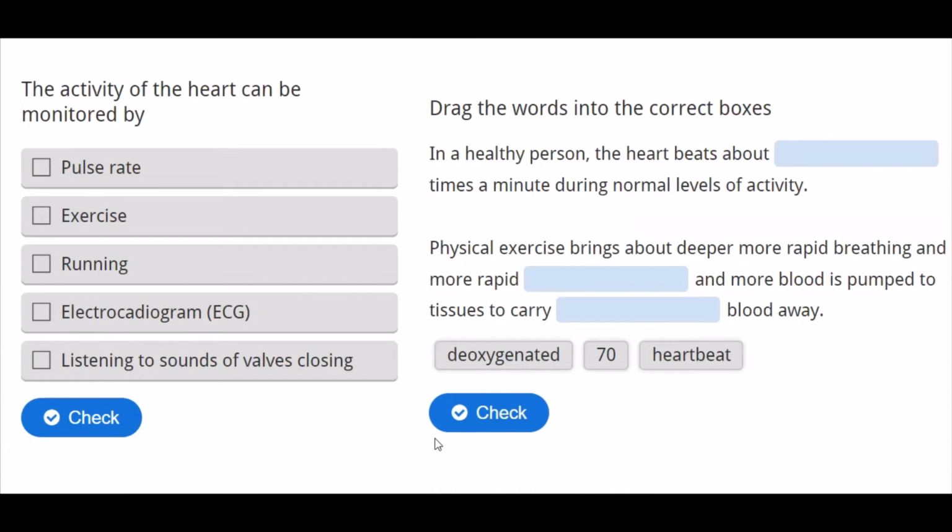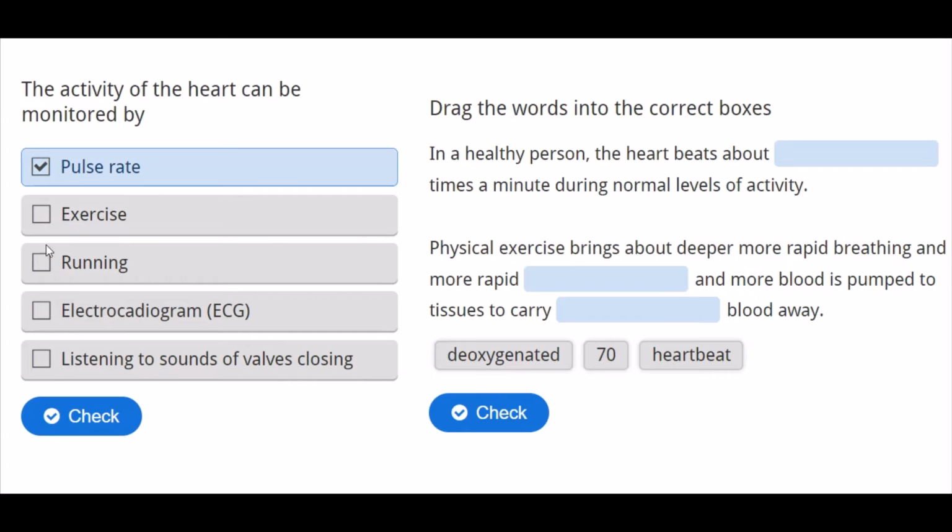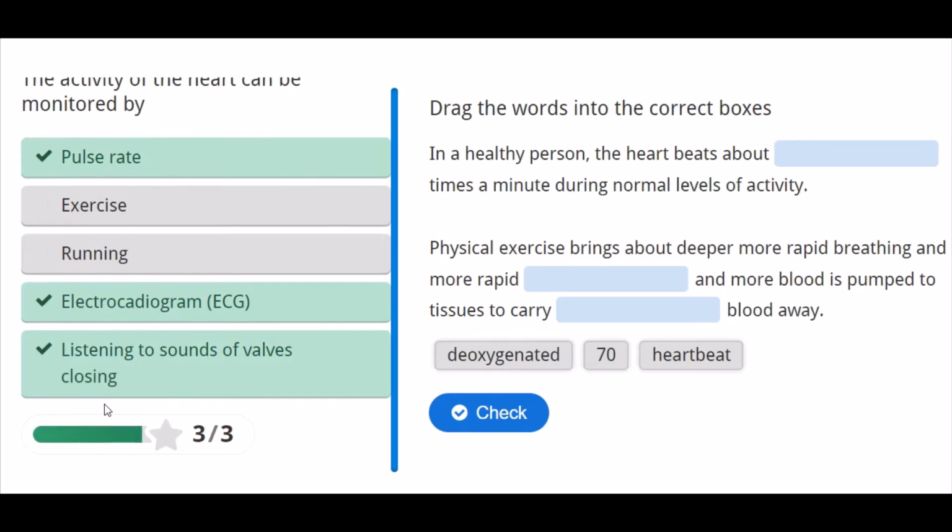The activity of the heart can be monitored by three things: by pulse rate, by an electrocardiogram, ECG, a machine, and by listening to sounds of the valves closing. Drag the words into the correct boxes. In a healthy person, the heart beats about 70 times a minute during normal levels of activity.